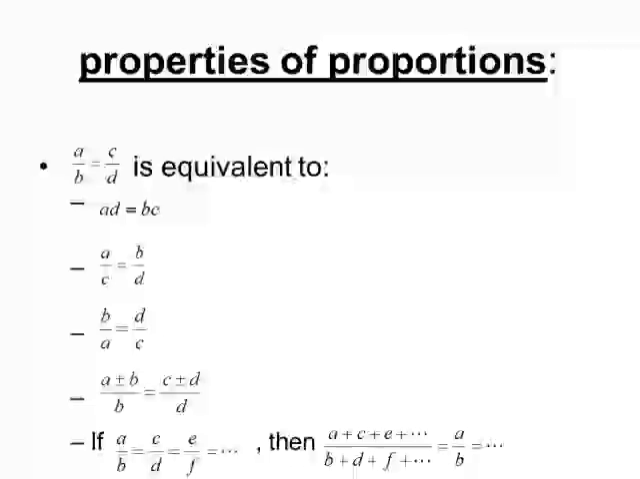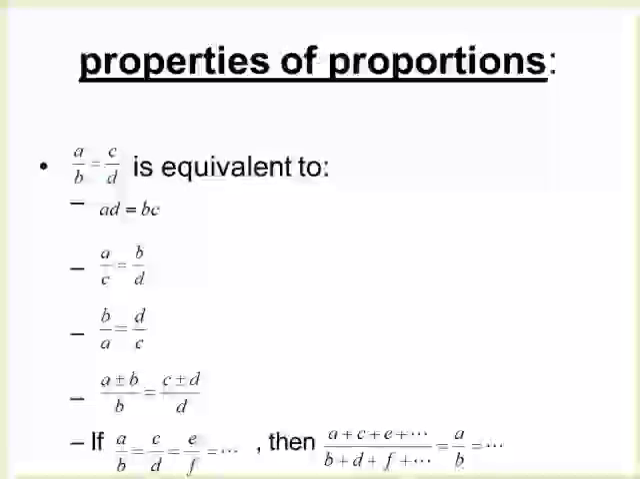AD equals BC. On the diagonals, or cross multiply, AD will equal BC. Okay, so when we're working with a proportion, this is going to be our go-to: to cross multiply.